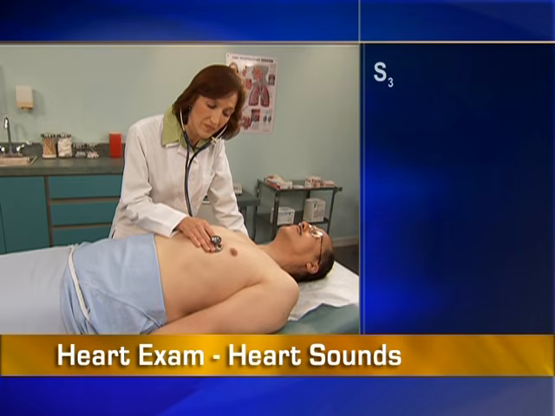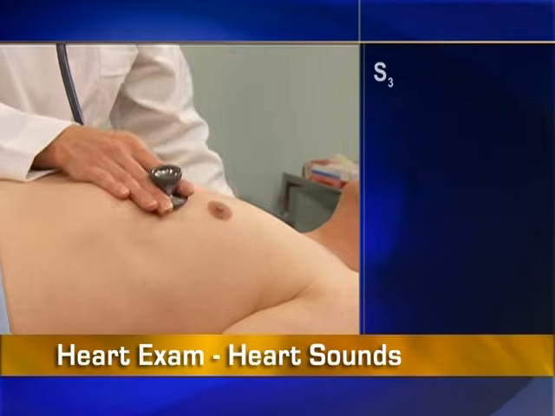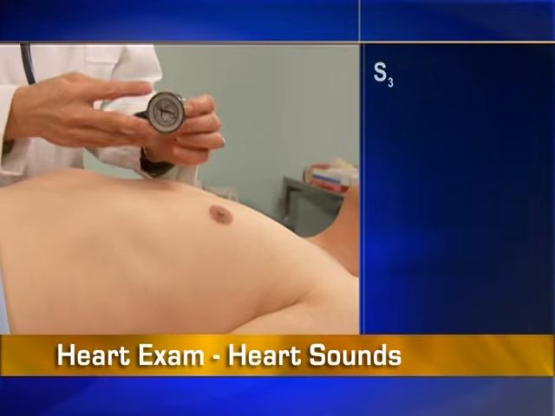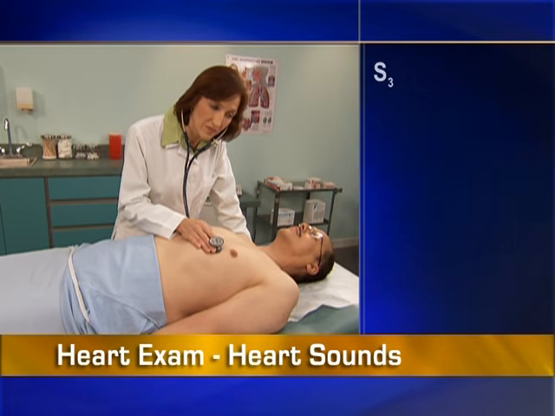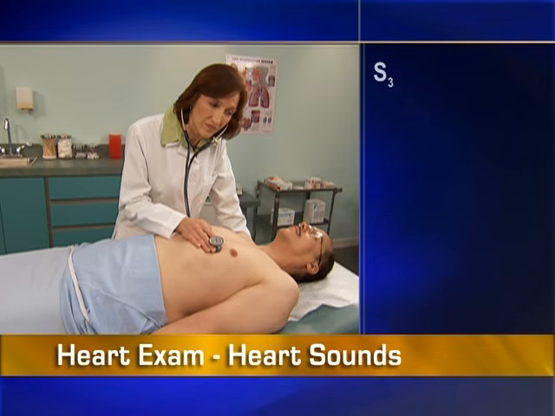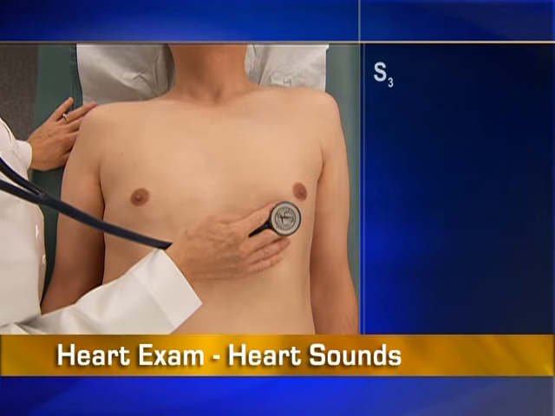Switch to the bell to detect a third heart sound, or S3, which may occur early in diastole. Caused by ventricular filling, S3 is a dull, soft sound like distant thunder. In an adult, it may signal heart failure. Now listen for S3, which sounds like a galloping horse.